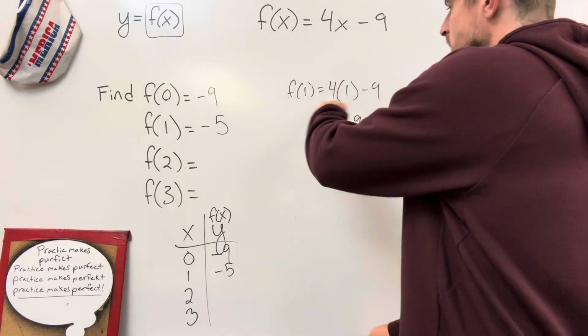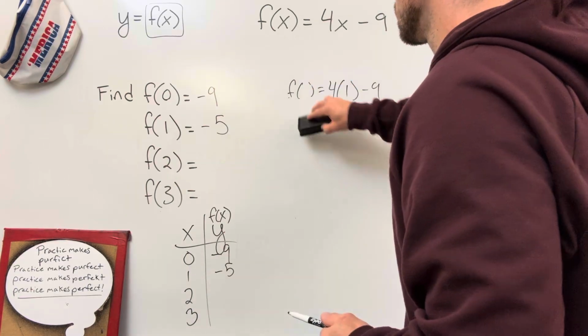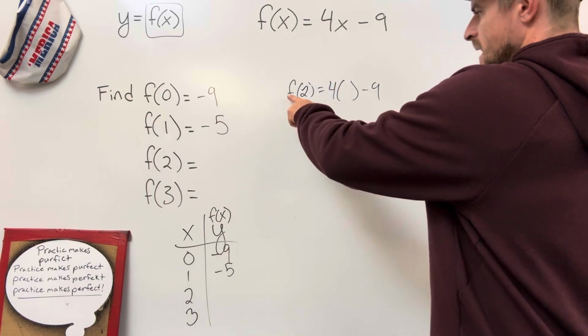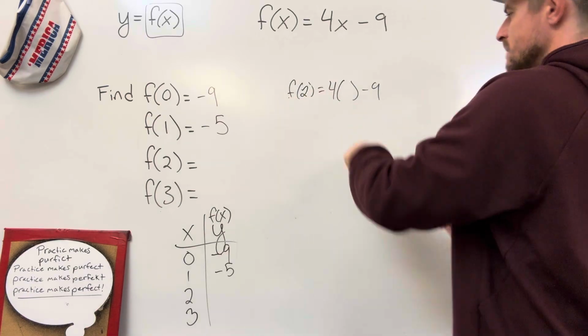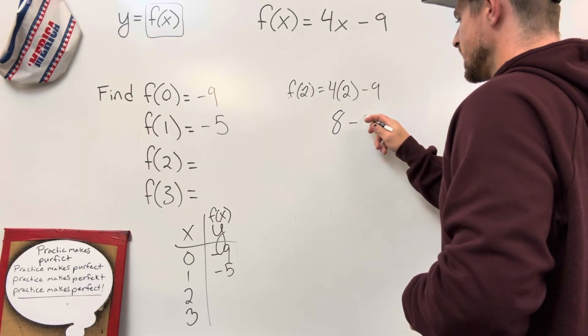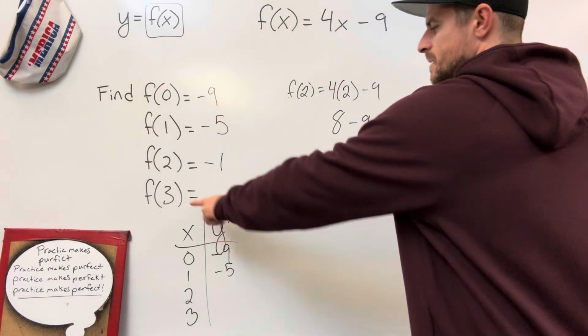Let's change the 1s now to 2s, and then we'll do 3 and we'll be done. So we change the 1 here to a 2, that one to a 2. F of 2, that's how we say it, f of 2 is equal to 4 times 2. 4 times 2 is 8, and then don't forget to minus 9, that's going to give me -1.